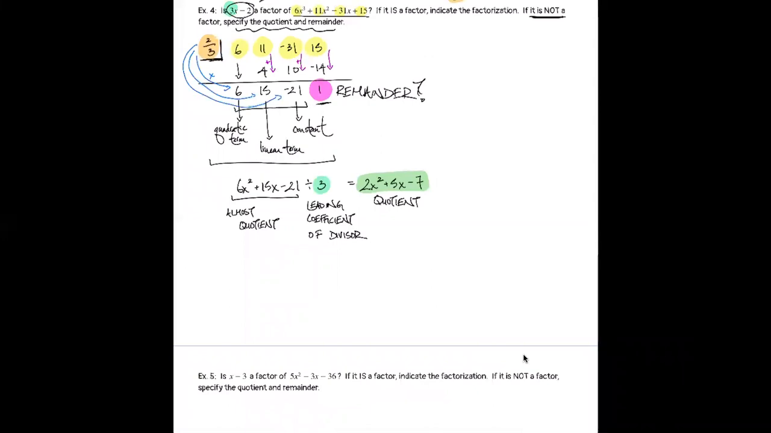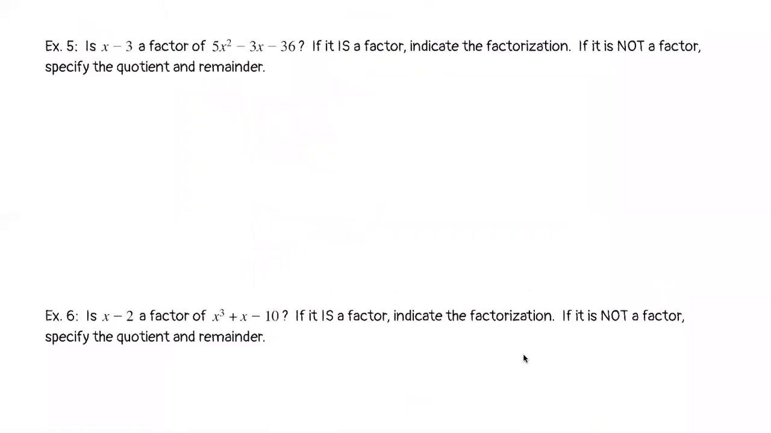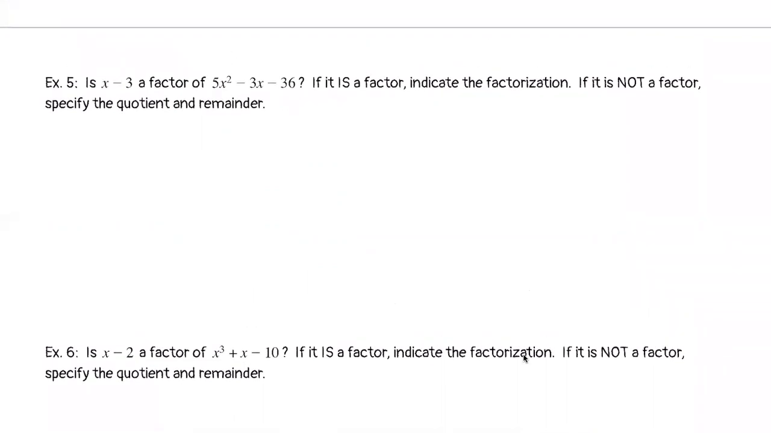All right, so example number 5. Is x minus 3 a factor of 5x squared minus 3x minus 36? If it is a factor, indicate the factorization. If it is not a factor, specify the quotient and remainder. All right, so let's set up for synthetic division, okay? So the number that is going to go inside here is what number makes x minus 3 equal to 0?